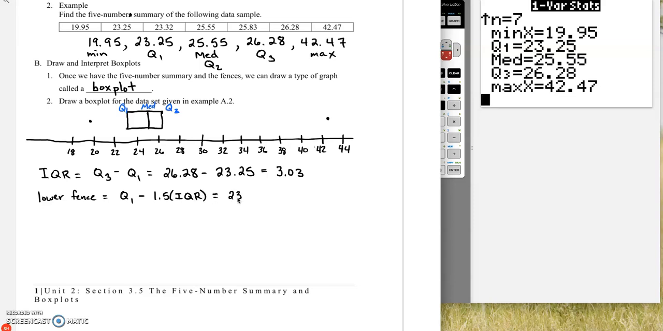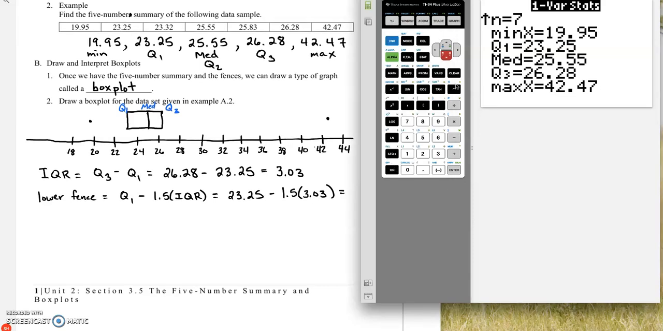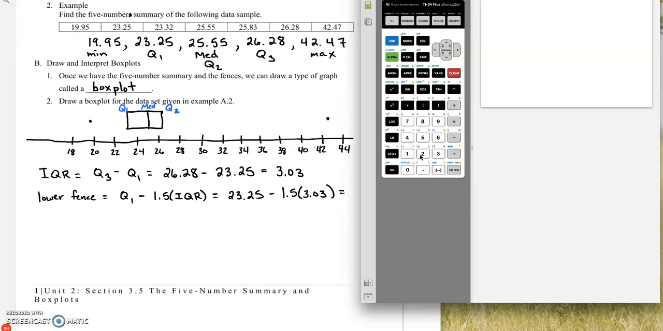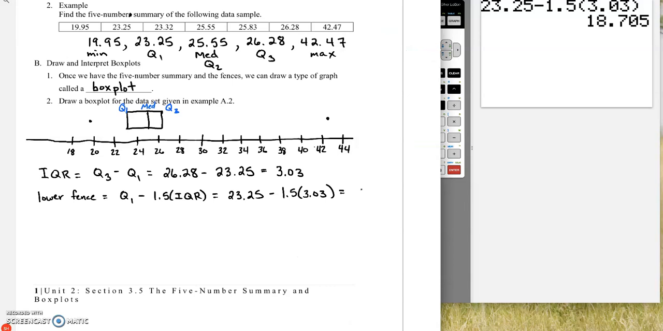So we have 23.25 minus 1.5 times 3.03. And if we put that in the calculator, we have 23.25 minus 1.5 times 3.03. So we get 18.71. We will just round to 2 decimal places.